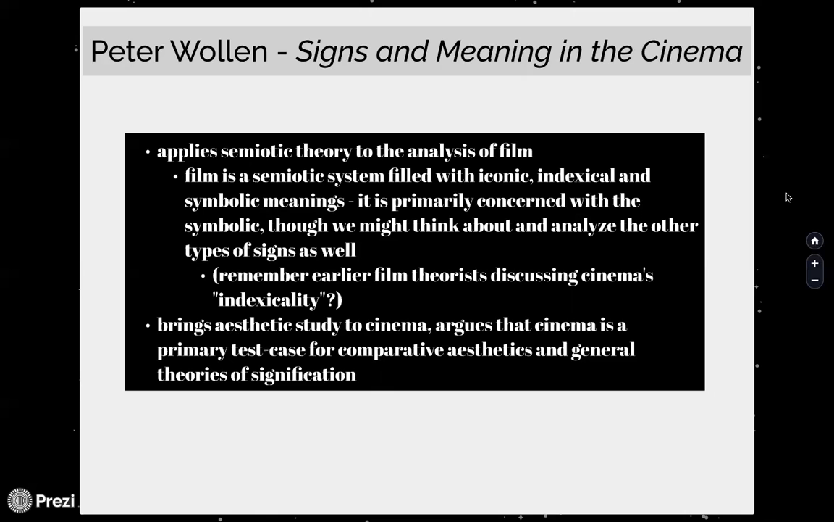So if you remember, earlier film theorists were very fond of discussing cinema's indexicality as a mode of understanding its relation to reality, right? So thinking about realism. They weren't using semiotics to do that necessarily. But the idea here is that you can use these other types of signs to interpret cinema. So again, just to reiterate, he's trying to bring an aesthetic study to the cinema, to study the cinema as a system of signs that is meant to be interpreted or can be interpreted.